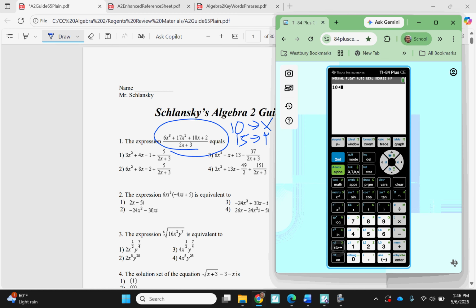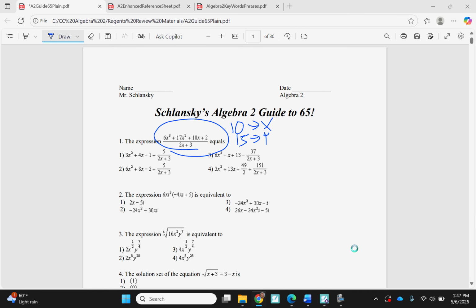So I'm going to go to my calculator. I'm going to do my 10 store as X. I'm going to do my 15 store as Y. Alpha 1 for the Y. I'm going to type in the original problem. Alpha X for the fraction. That's 6X to the third plus 17X squared plus 10X plus 2 over 2X plus 3. I get something. In this case, 7802 over 23.